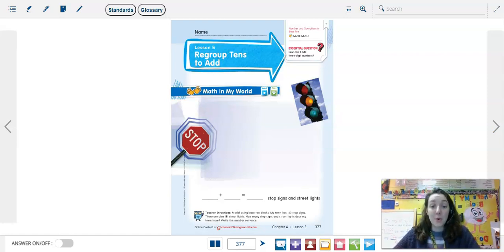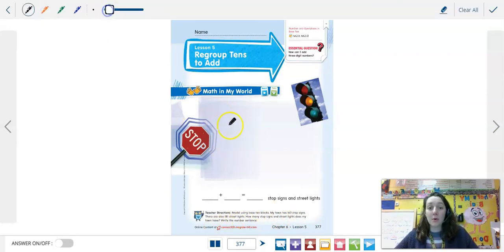Okay, so we're going to model this by drawing some base 10 blocks. It says my town has 163 stop signs. There are also 181 street lights. How many stop signs and street lights does my town have? And then we're going to write the number sentence.